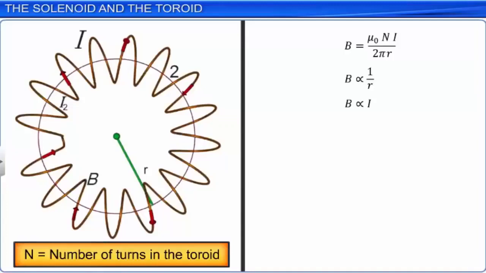Magnetic induction is directly proportional to the number of turns of the toroid when the other quantities in the expression are constant. If we increase the number of turns per unit length of the toroid by winding the turns closer to each other, the magnetic induction due to the toroid also increases.